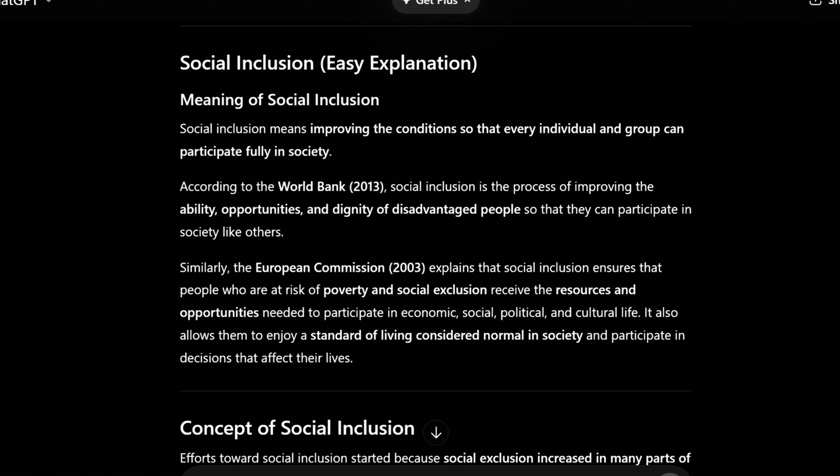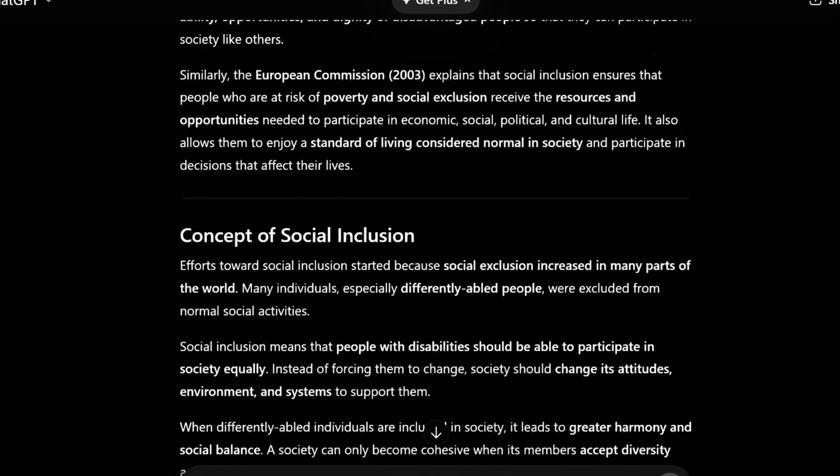Similarly, the European Commission 2003 explains that social inclusion ensures that people who are at risk of poverty and social exclusion receive the resources and opportunities needed to participate in economic, social, political, and cultural life. It also allows them to enjoy a standard of living considered normal in society and participate in decisions that affect their lives.